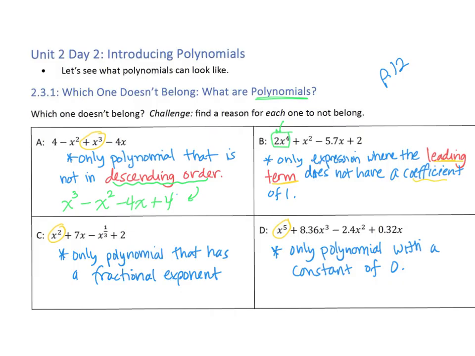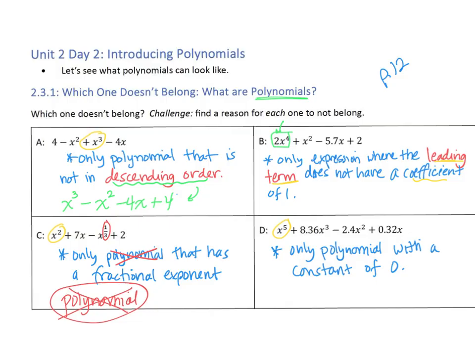is that number in front of it. You might have said letter C does not belong because it is the only one with a fractional exponent, that x to the 1/3 power. When you have a fractional exponent, that means it is not a polynomial. Polynomials must have whole numbers as their exponents on the variables. So this is not a polynomial. You also could have said it's the only one that is not a polynomial.